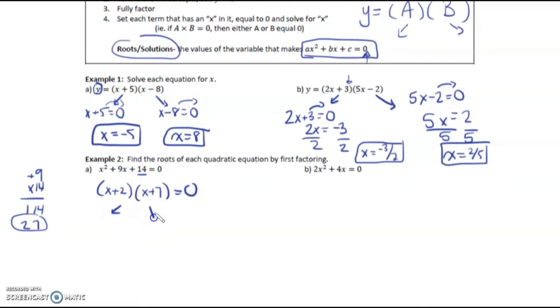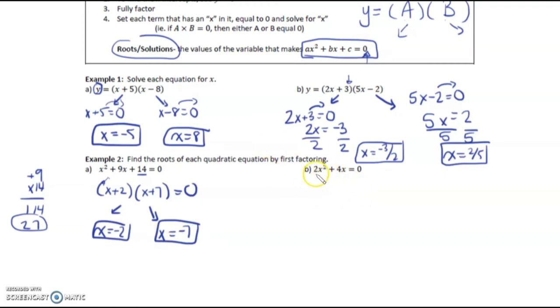Now we can branch these off. I'm going to do the quick way where, because the coefficient here is 1, like 1x plus 2, we won't have to divide out. So I'm just going to put x equals negative 2, and this is going to be x equals negative 7.